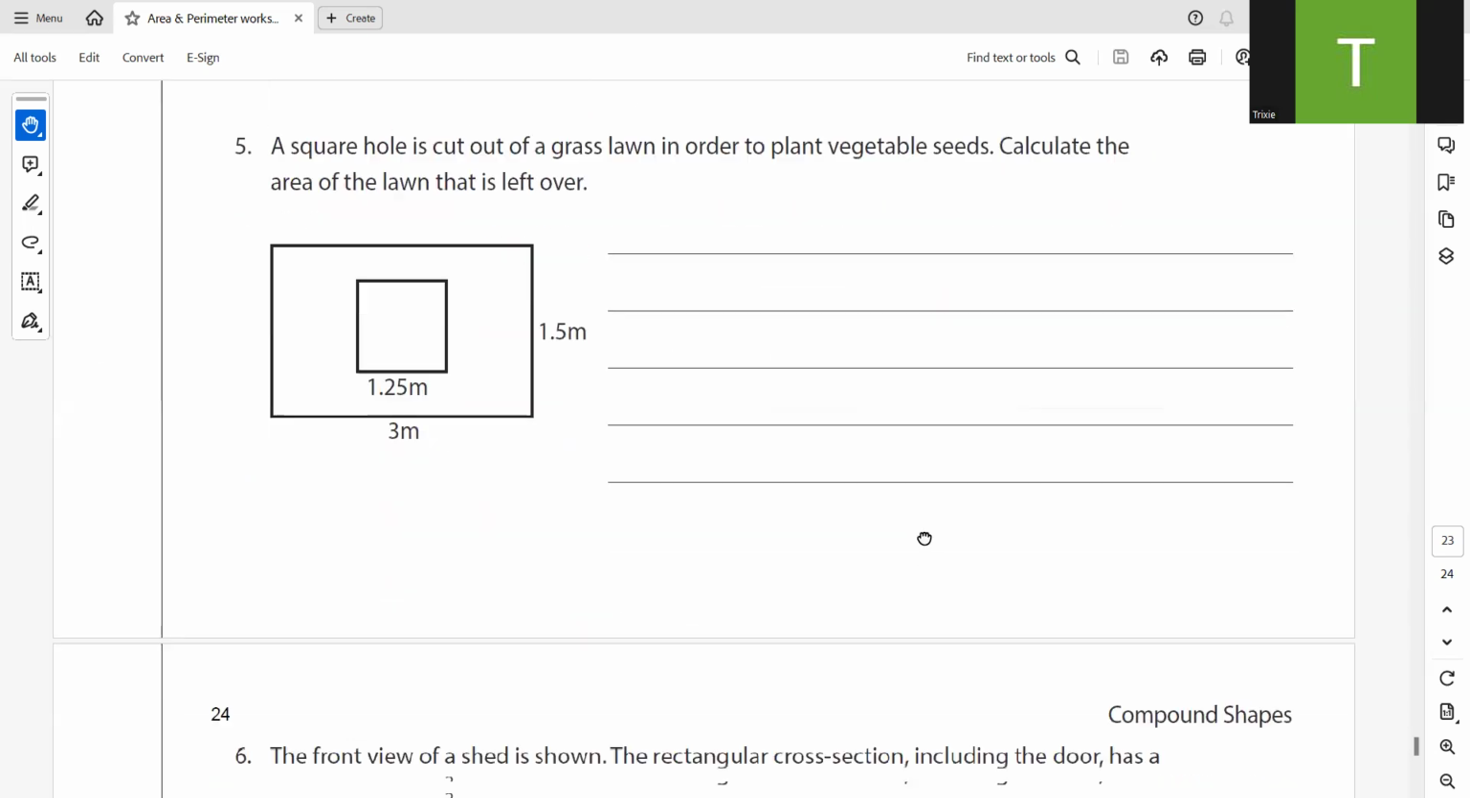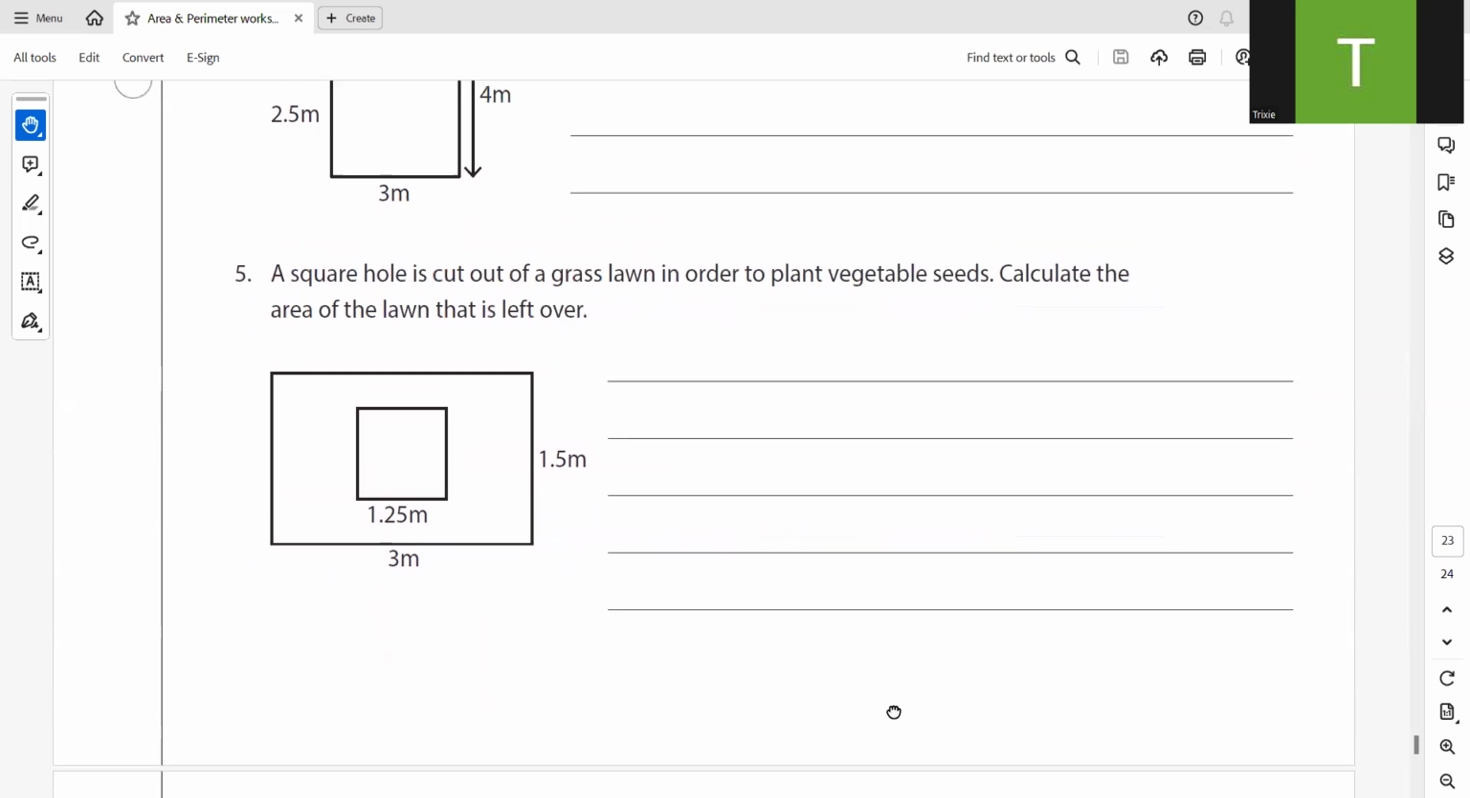Next, let us move on to question 5. A square hole is cut off a grass lawn in order to plant vegetable seeds. Calculate the area of the lawn that is left over. So the area that we need to calculate is this area. So first, you need to calculate the original lawn.